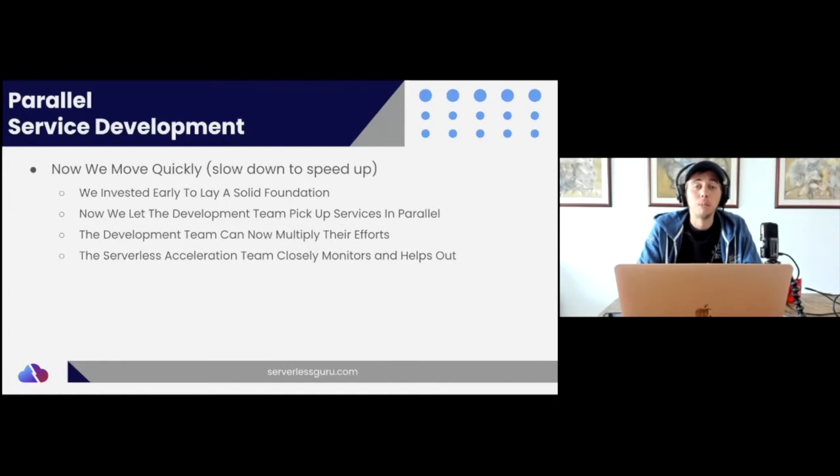The development team can now multiply their efforts, and the serverless acceleration team closely monitors and is ready to help out as needed. So as developers are doing this, they're going to run into issues, and the serverless acceleration team is going to be there to both create edge case patterns, which we'll talk about later, as well as training videos and just answer questions and help steer people in the right directions. And while doing that, and this is very important, we want to make sure that the knowledge that's being shared is being shared in a public way.